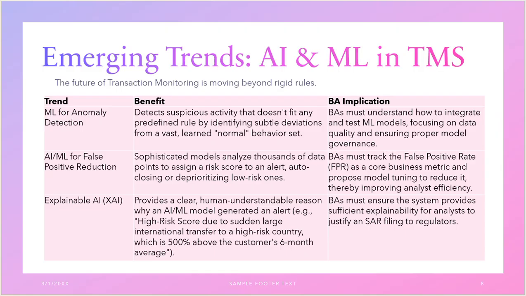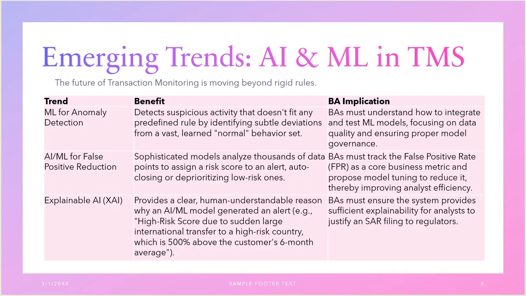So BAs need to understand how to integrate and test machine learning performance, data quality, and proper model governance for anomaly detection. Artificial intelligence and machine learning help with false positive reduction. Sophisticated models analyze thousands of data points to assign a risk score to each alert, auto-close, and deprioritize the low-risk ones.